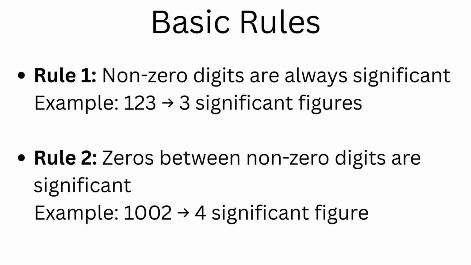Now let's go through the basic sigfig rules. Rule number 1. Non-zero digits are always significant. Think about the number 123. There are 3 significant figures: 1, 2, and 3. Rule number 2. Zeros between non-zero digits are always significant. For example, 1002. There are 4 significant figures. Those 2 zeros sandwiched between the numbers 1 and 2 are significant zeros.